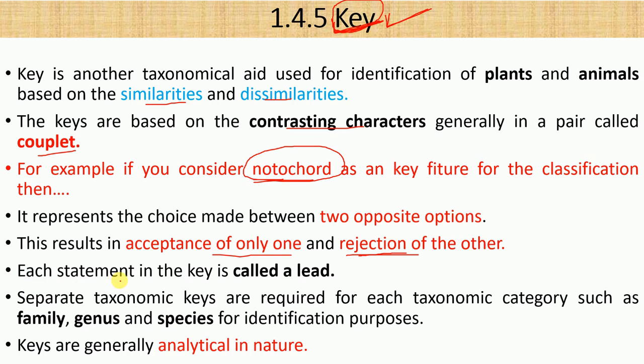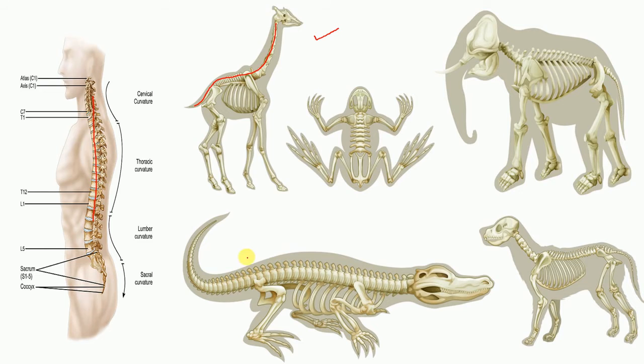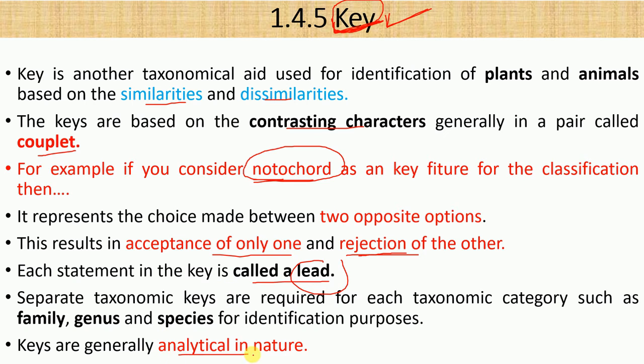Why is each statement in the key called a lead? See, by using this feature you are leading the process of classification. That's the reason each statement in the key is called a lead. And keys are generally analytical in nature, through which you analytically process the classification.